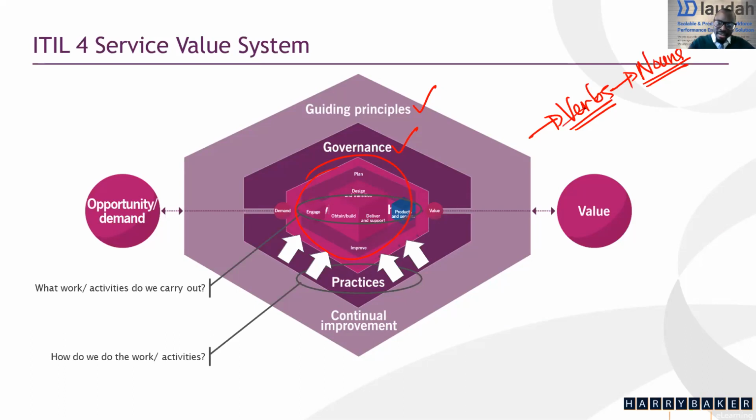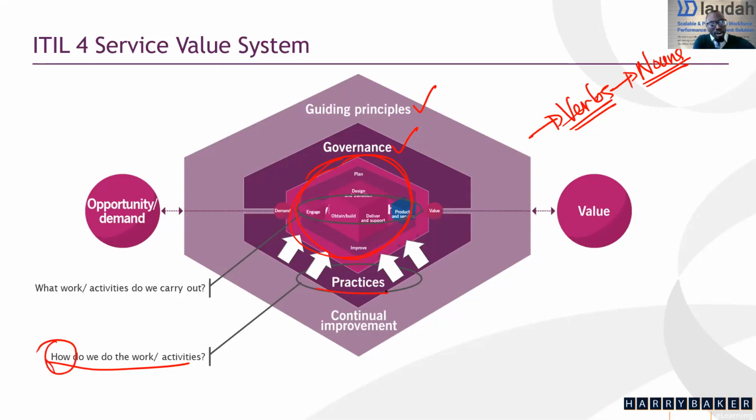But when you are getting things done, when you're carrying out those activities in the middle, you need to know some things. You need to know how to engage. You need to know how to plan. You need to know how to design, how to transition, how to build, how to support. You need to know how to improve. So how do we do those? Some people may call them knowledge areas that you need to have. Those hows are what we call practices.